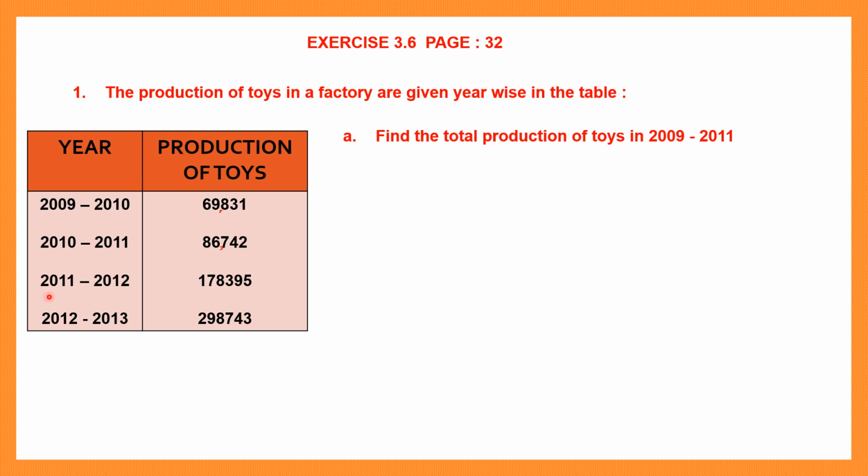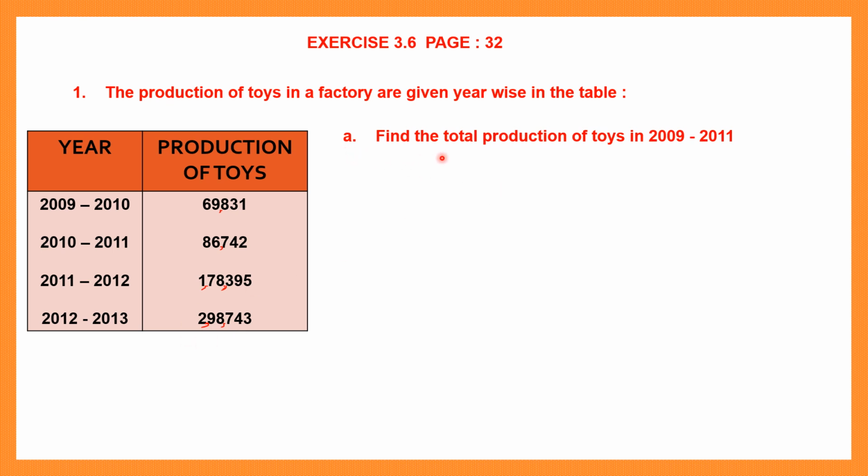86,742. 2011, 2012. Now this is the number. And let's place our commas. So we have the ones period, the thousands period, and the lakhs period. So let's read this number: 1,78,395. Then 2012 and 2013, again let's place our commas. Our first comma comes here and then we have the next comma. Let's read this number: 2,98,743.